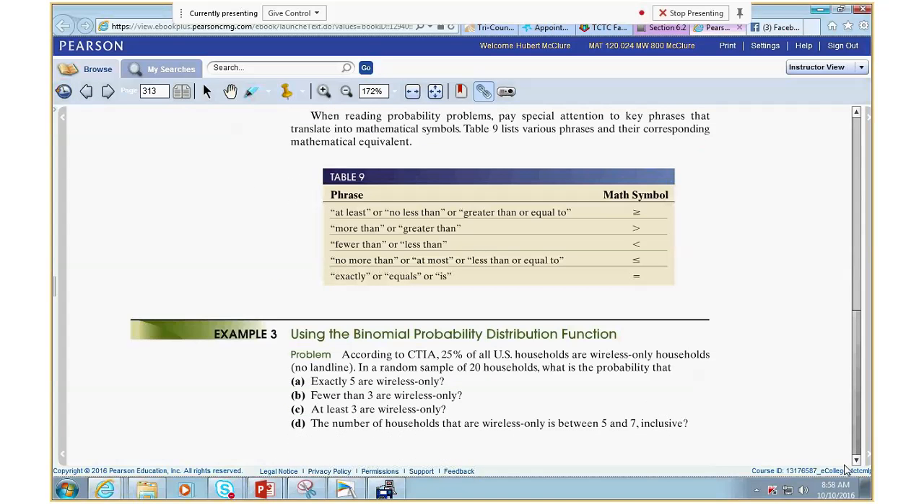All right, take a look at this example. Write this example in your notebook, so that way you'll have it for your test. According to the CTIA, 25% of all households, and you ain't going to write all that, let's say 25% of homes are wirelessly only households. In a random sample of 20 households, what is the probability that? And here's where you have to read, because if you don't read the sentence, you don't know what they're asking for. So write those 4 questions down.